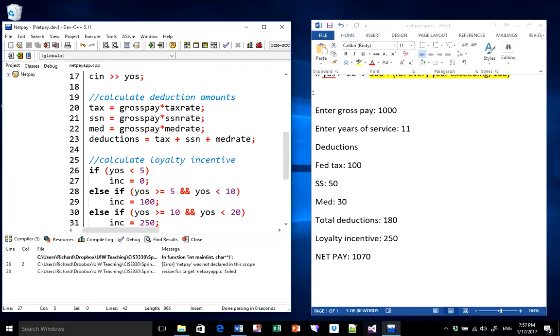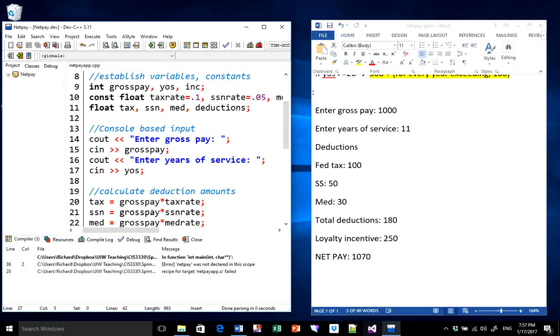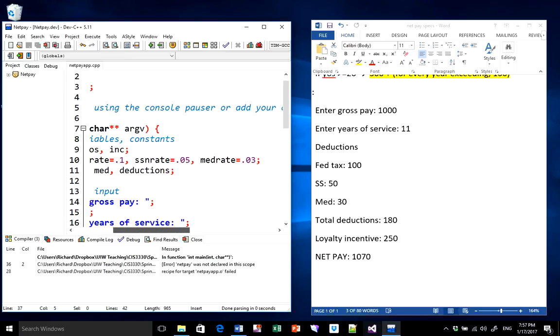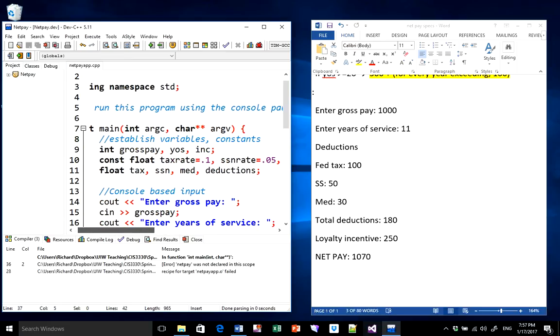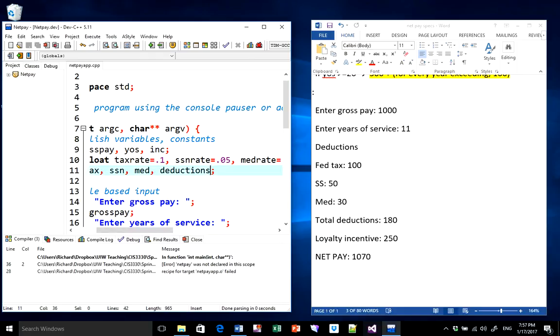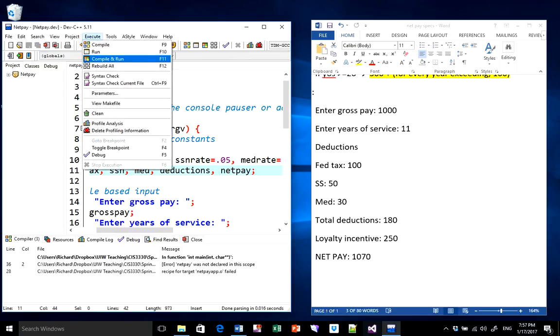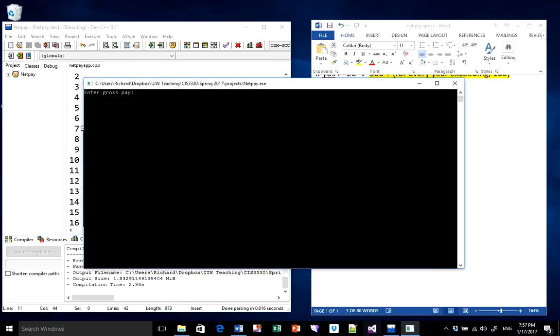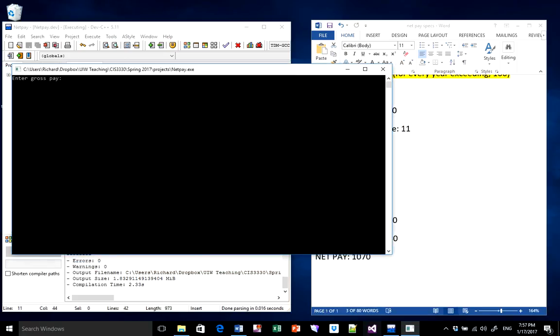Float. Net pay is nowhere to be found, right? Yeah, it's nowhere to be found. So we're going to add it here. It's about time. Code works.